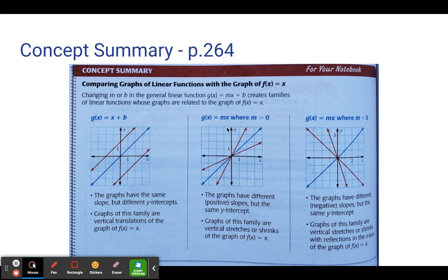Over here, we have mx where m is greater than 0. So this is all numbers greater than 0. So this line does not have a slope greater than 0. This one does. This would be steeper. This is 2x.